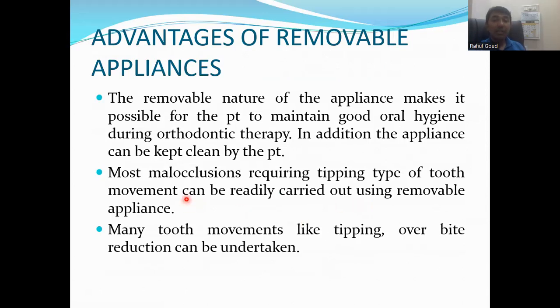The second advantage is that most malocclusions requiring tipping type of tooth movement can be readily carried out using the removable appliance. So tipping type of movement is a simple movement and it can be readily carried out by using removable appliances. Many tooth movements like tipping and overbite reduction can be undertaken by the removable appliances.